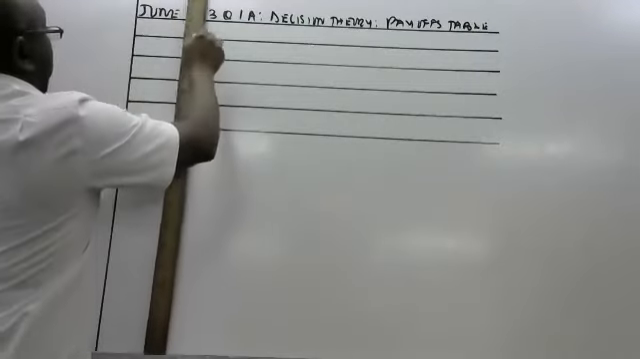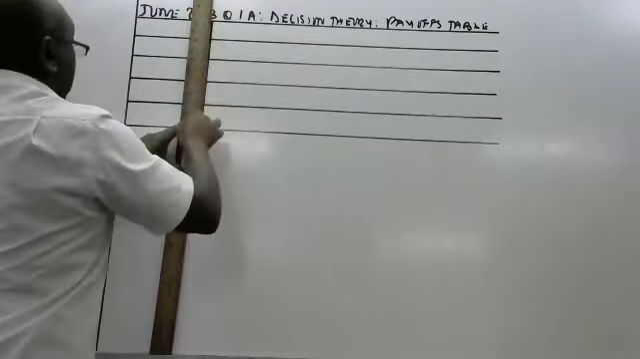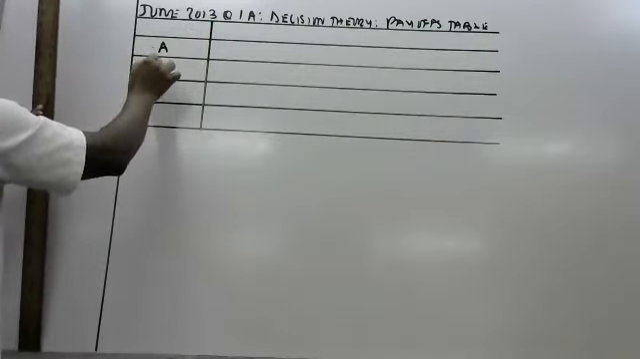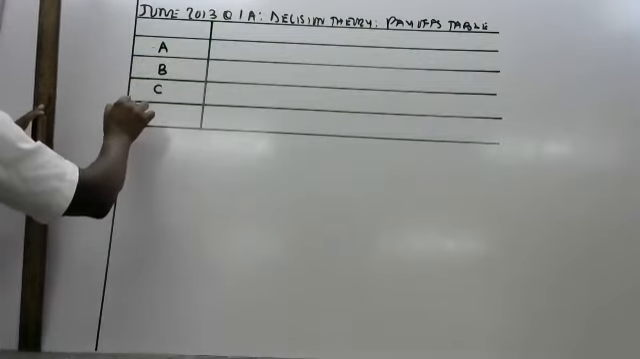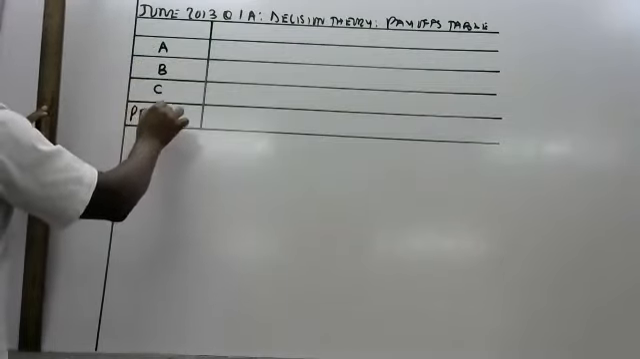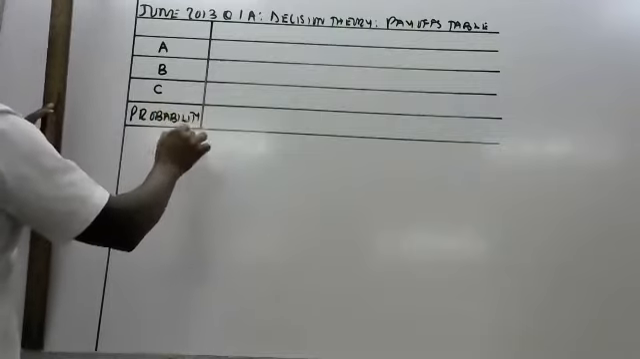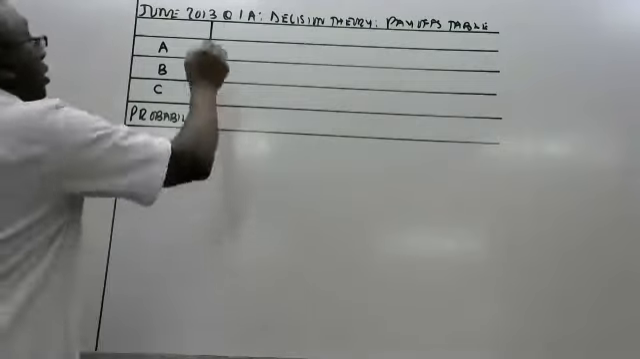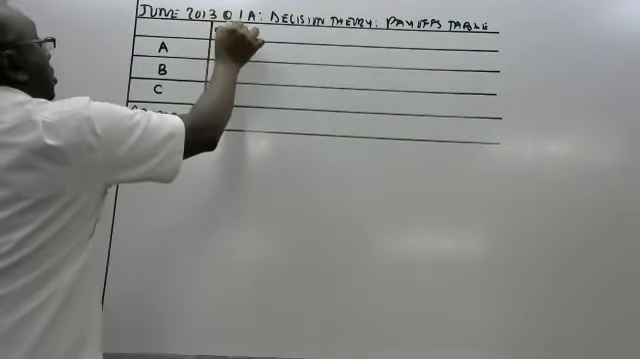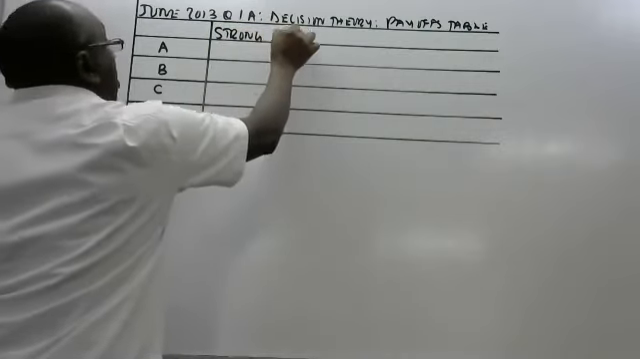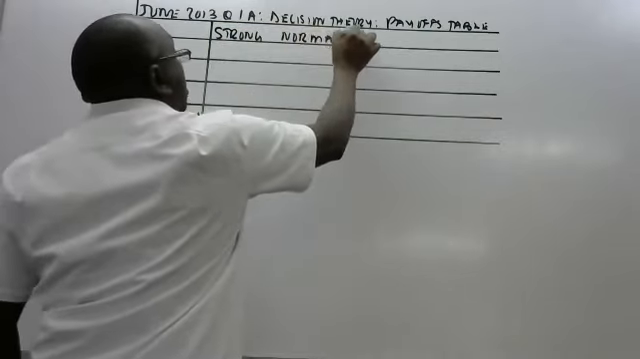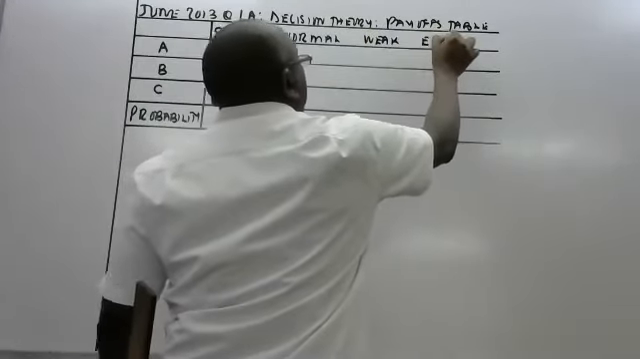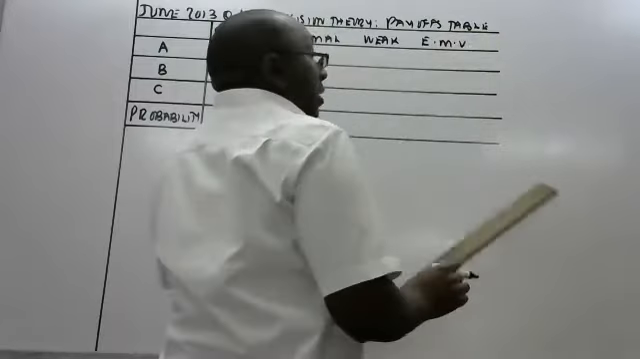So on this side here, I have product A, product B, and product C. And then we have probability here. Then the outcomes are strong, normal, and weak. And then we will have EMV there.